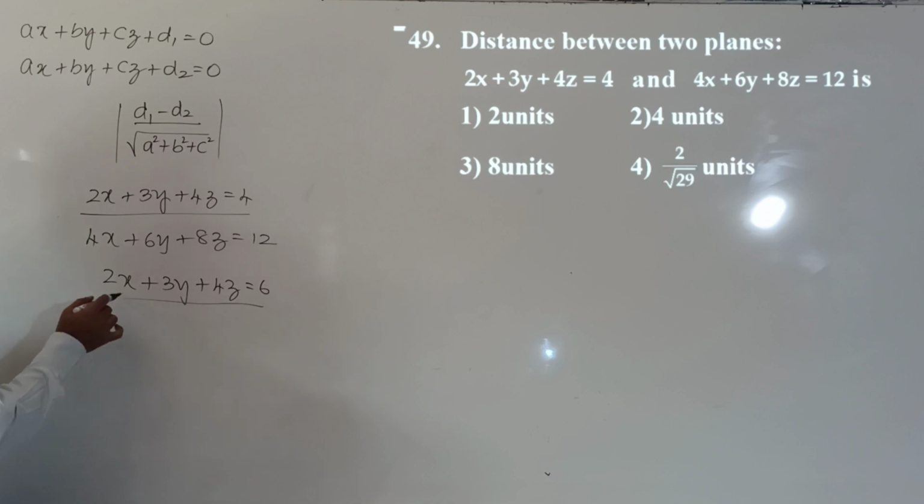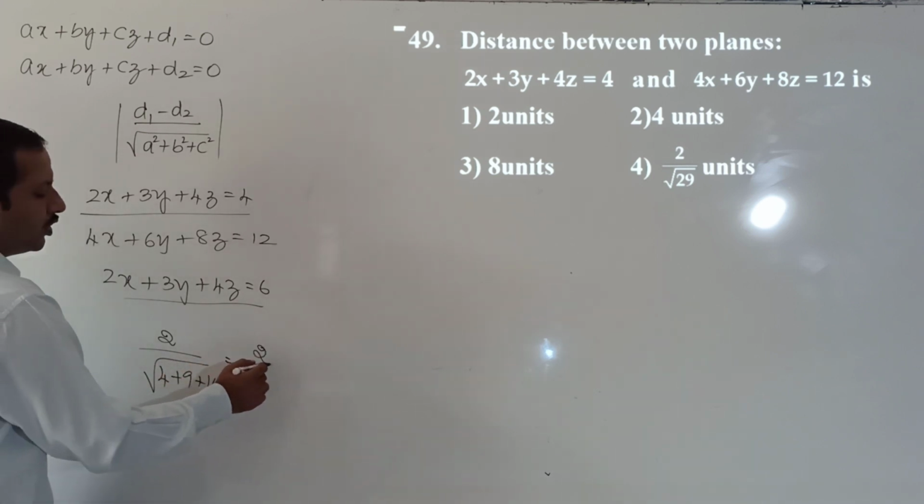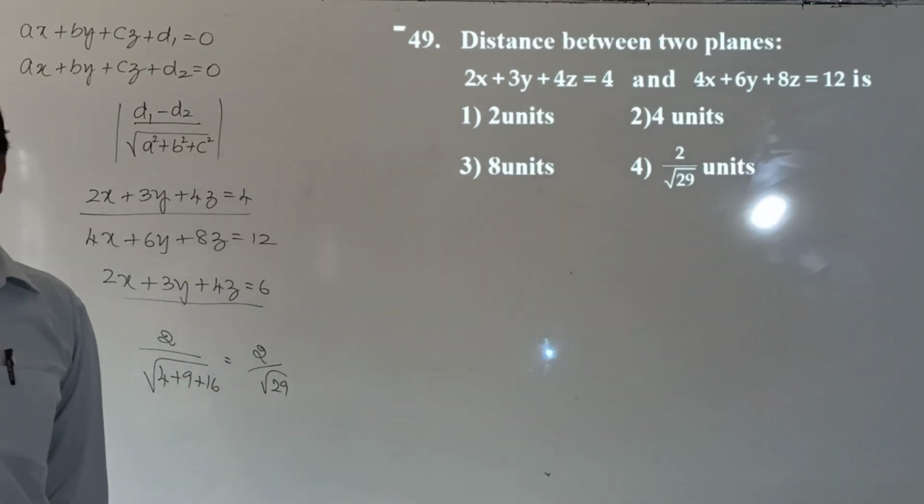Now find the distance between these two planes. We get 4 minus 6, minus 2, modulus of that is 2, divided by root of 4 plus 9 plus 16, which is 29. 2 by root 29 is the answer, which is the fourth option.